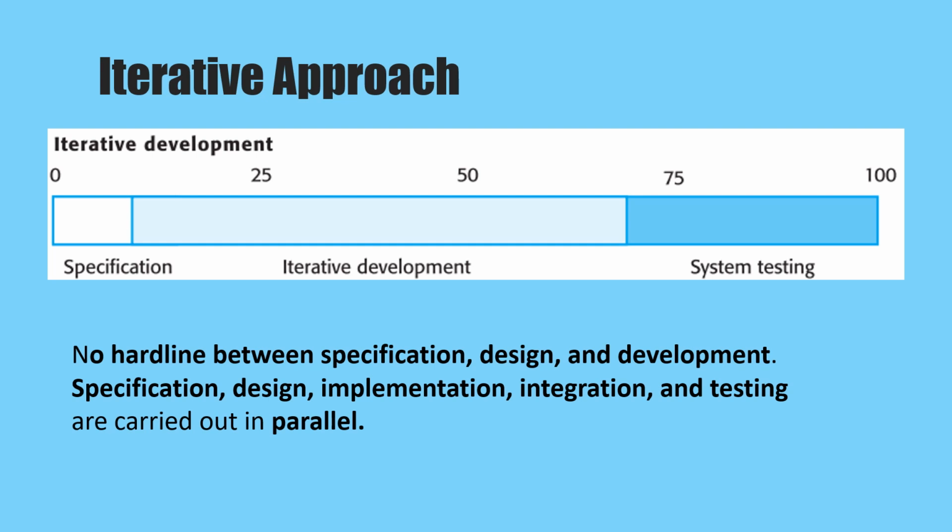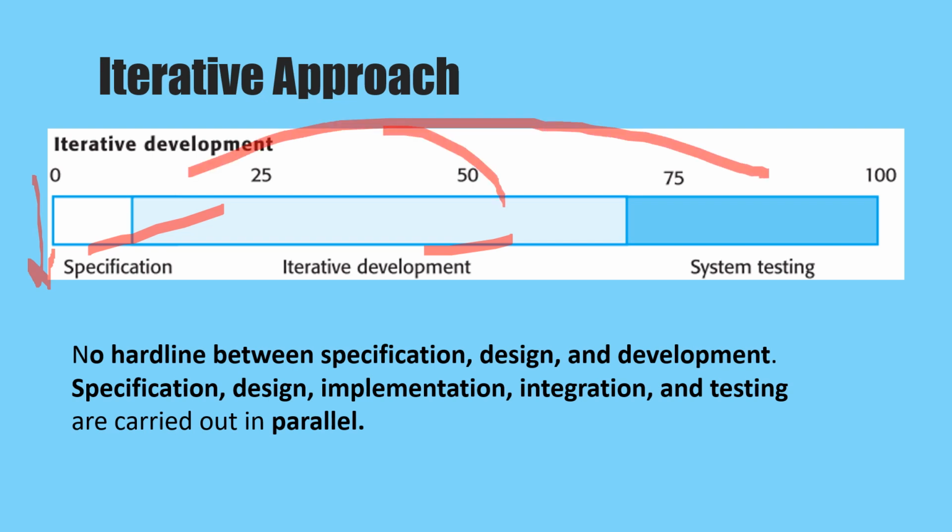Iterative approach. If the software is developed using an iterative approach, there is no hard line between specification, design and development. Specification costs are reduced because only a high level specification is produced before development in this approach. Specification, design, implementation, integration and testing are carried out in parallel within a development activity.